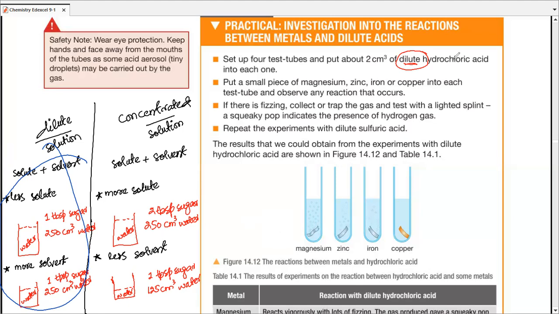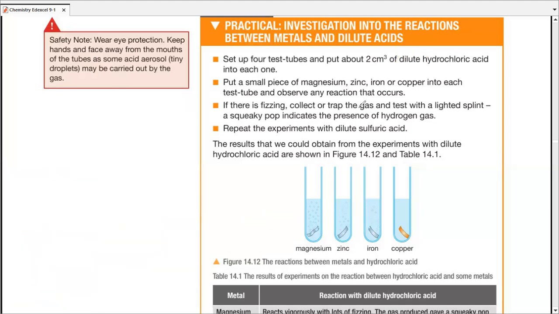Okay, good. So if we move forward, we were actually talking about taking four different metals, magnesium, zinc, iron, copper, putting them into the test tube, observing reactions. Now, metals tend to produce a little bit of fizzing. They give out gas in the form of bubbles, and you can always test them with a lighted splint, as squeaky pop sounds indicate the presence of hydrogen gas.